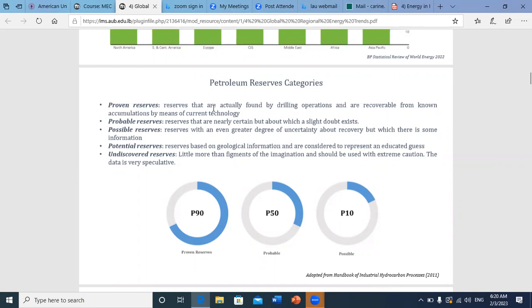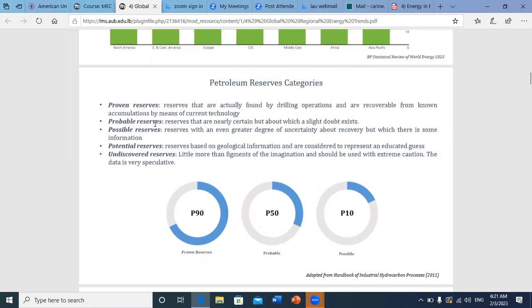On the other hand, sometimes we have probable reserves. And if we take the example of gas in Lebanon, in recent years, we considered that we might have reserves of gas. So these are probable reserves. When you do the drilling operations and you make sure that you have a certain reserve of gas or reserve of fossil fuels, then you can consider that they are proven.